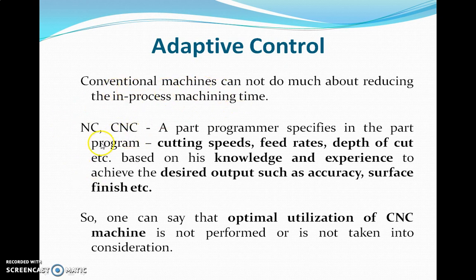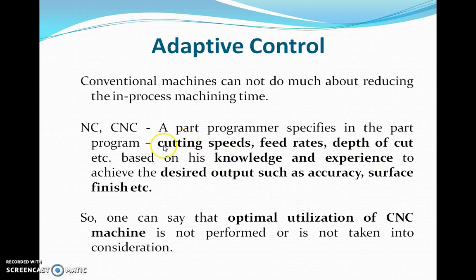But when we talk about NC and CNC machines, the operator is not doing the machining, the machine is doing the machining. So what we basically do is, the part programmer takes care of the cutting speeds, feed rates, depth of cut, etc. in the part program. Whatever is needed for machining that particular component, the part programmer takes care of before or while writing the part program.